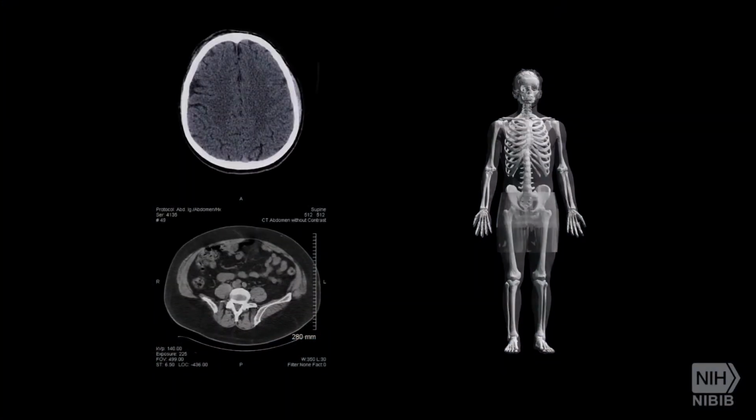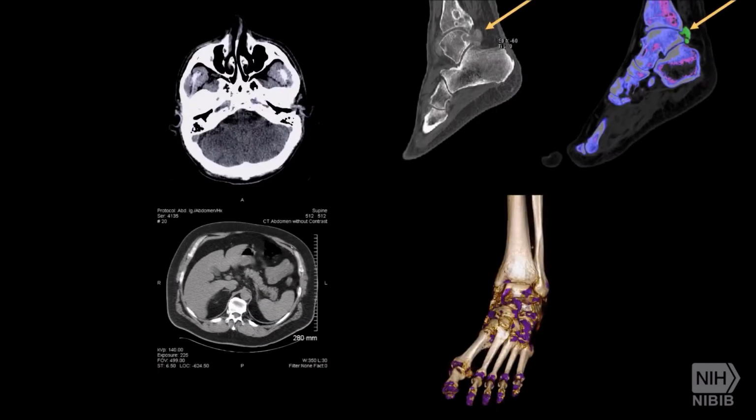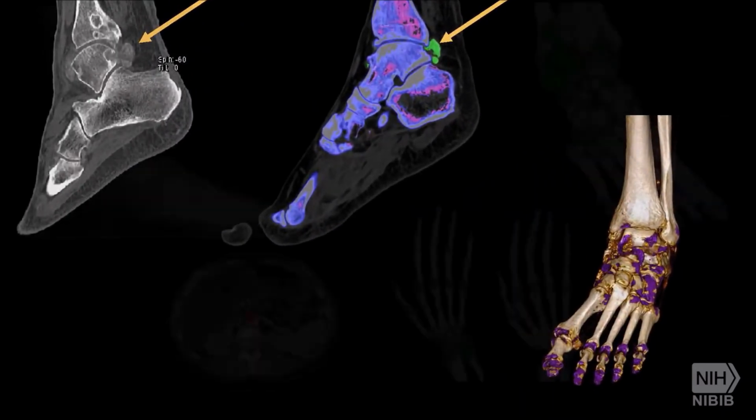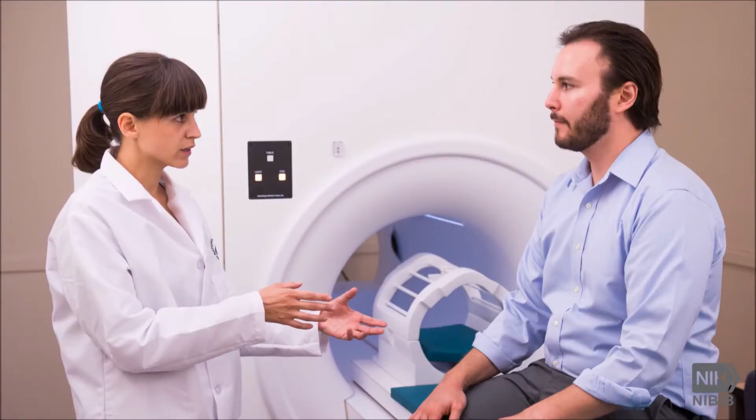Image slices can either be displayed individually in two-dimensional form or stacked together to generate a three-dimensional image that can reveal abnormal structures or help the physician plan and monitor treatments.